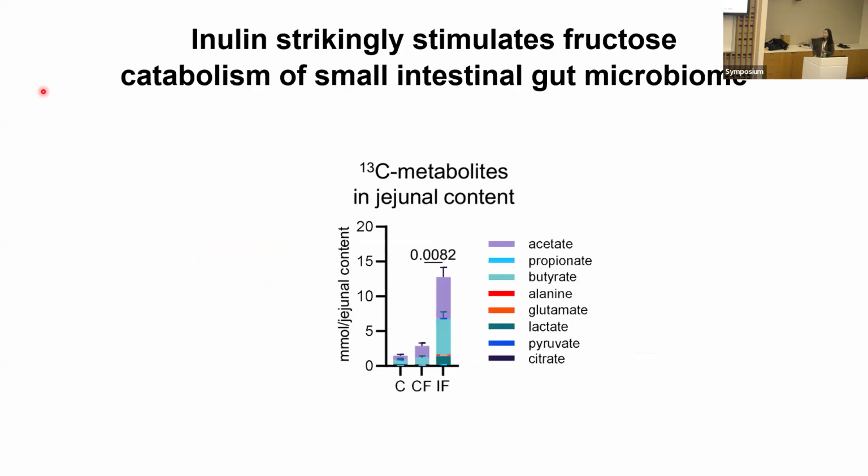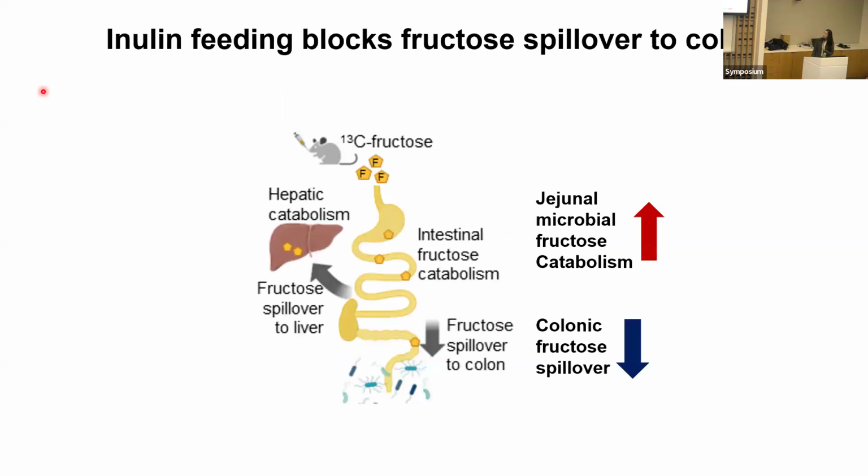But surprisingly, we could detect much higher labeled short-chain fatty acid in the jejunal content, which is a part of the small intestine. So this means inulin strikingly stimulates fructose catabolism of the small intestine by gut microbial fructose catabolism.